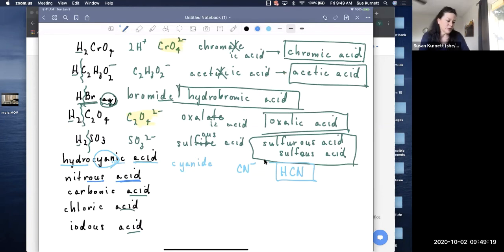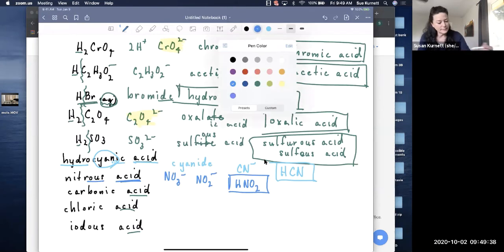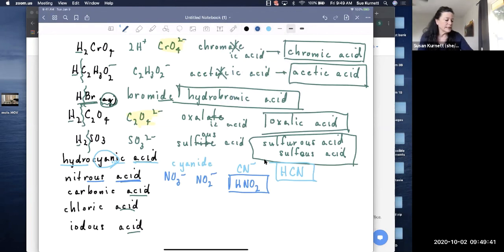I didn't memorize nitrite. I memorized nitrate, but ites have 1 oxygen fewer. Add enough hydrogens to make a compound. There it is. Ic acids come from ates.